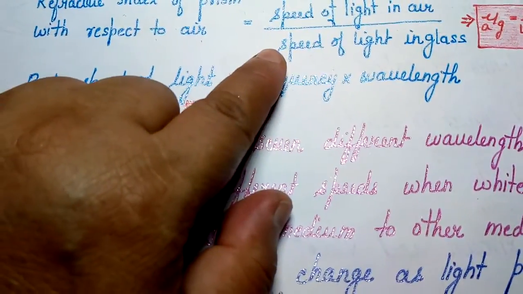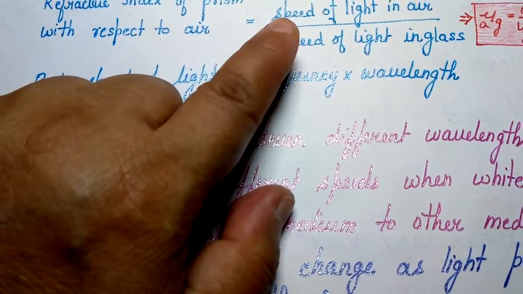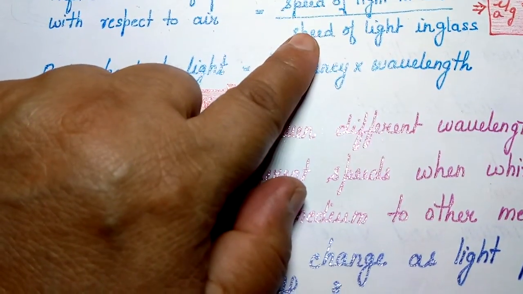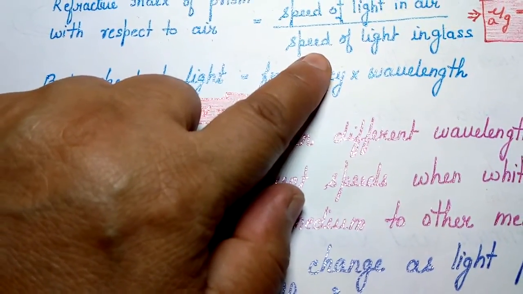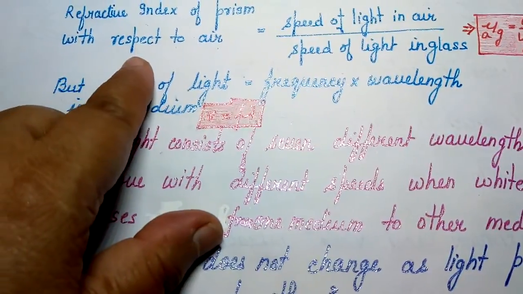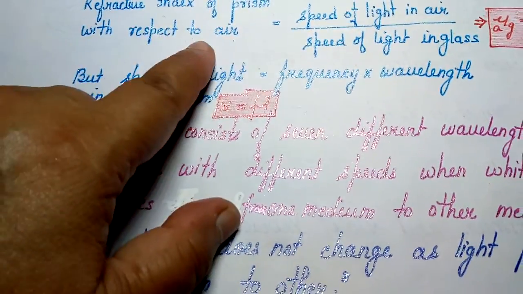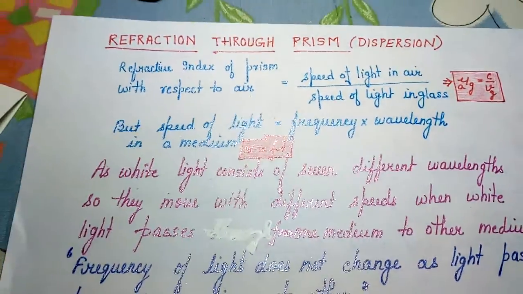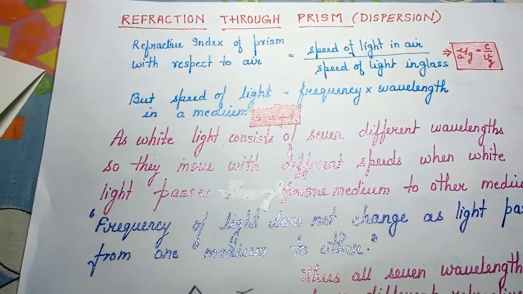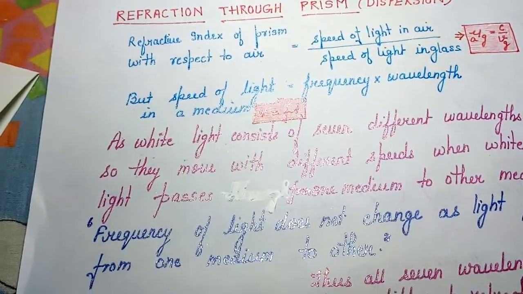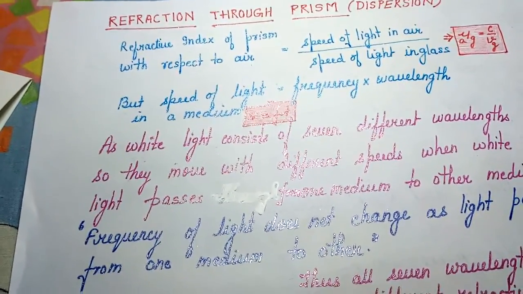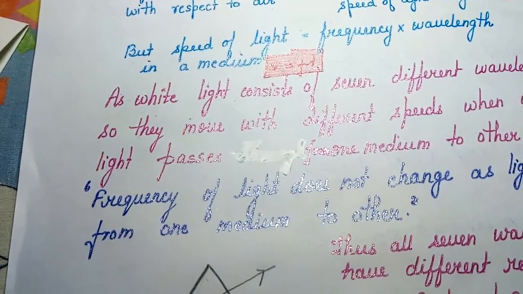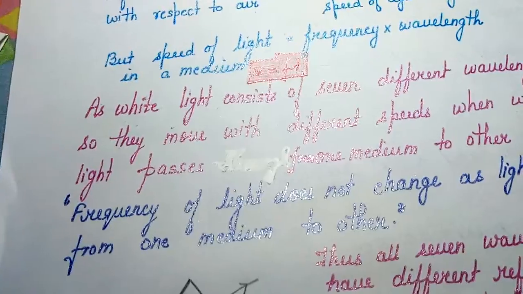Why violet is refracted more? Because speed of violet color in glass is least. So refractive index for violet color is maximum. So what is cause of dispersion? Cause of dispersion is change of speed of light of different colors in a particular medium.